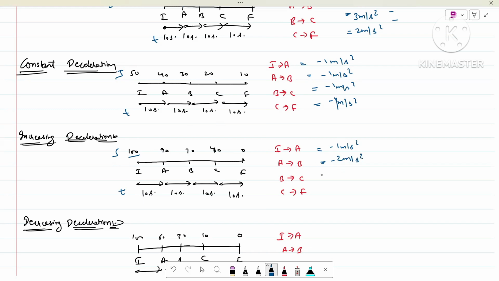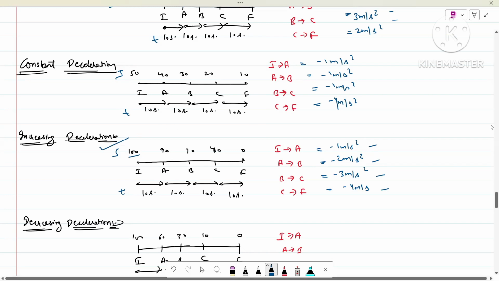From B to C, the change is minus 30, so minus 3 meter per second square. And from C to F, it is minus 40 meter per second in 10. That is minus 4 meter per second square. We can see deceleration magnitude is increasing. So this is the journey of an object with increasing deceleration.